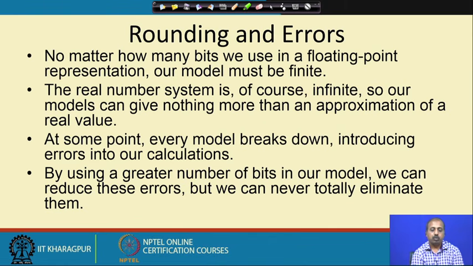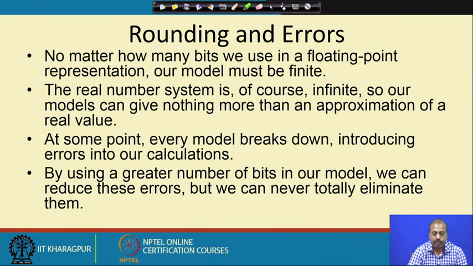Another very important issue with floating point representation is rounding and errors. No matter how many bits we use in a floating point representation, our model is finite. As I was telling, floating point numbers can go up to infinity, depending on how many digits after the decimal point you are keeping. So, there will be a restriction, and we will have to be careful, because when there is a restriction, it will introduce some amount of error. The real number system is infinite, so our models can give nothing more than an approximation of the real value.